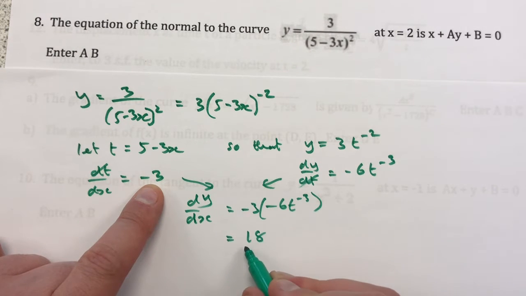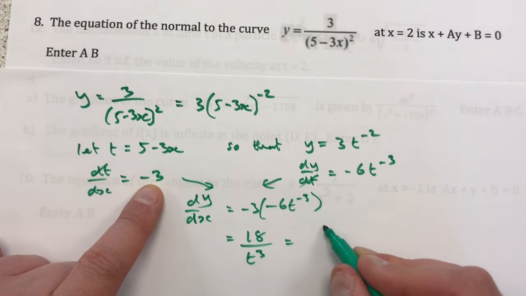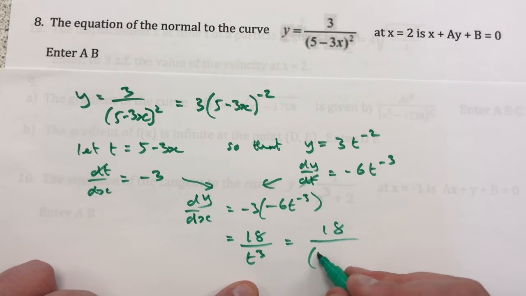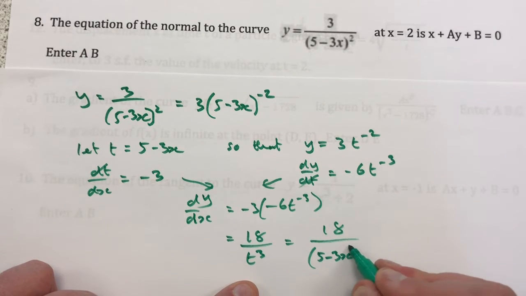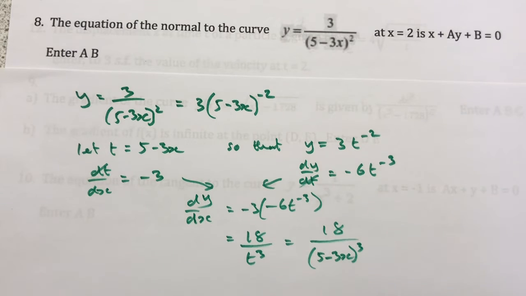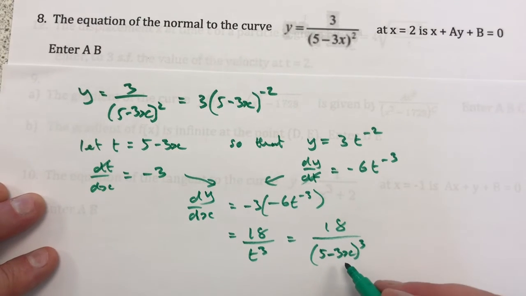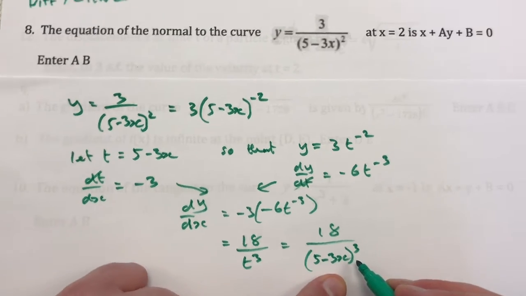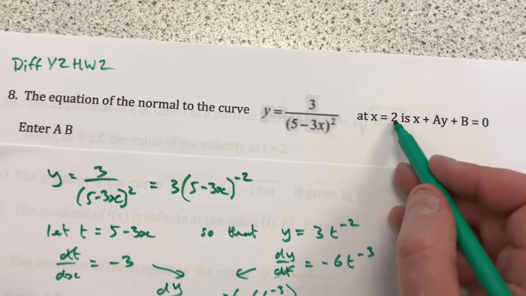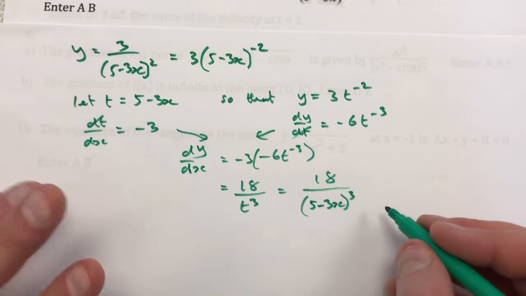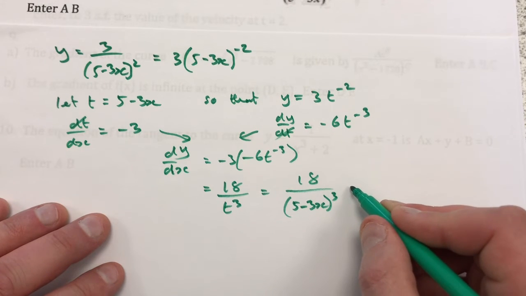18 over t to the 3, which is 18 over, substituting back in, (5 minus 3x) to the 3. And if we put in a value of x being equal to 2, we can determine what the gradient of the tangent of this curve is at x equals 2. So we may as well put that in right now.